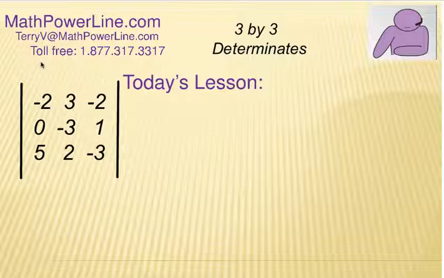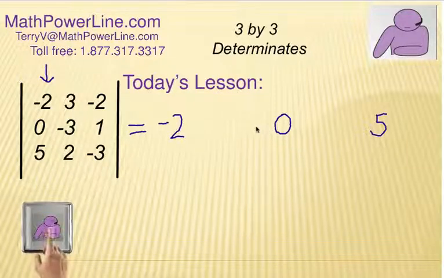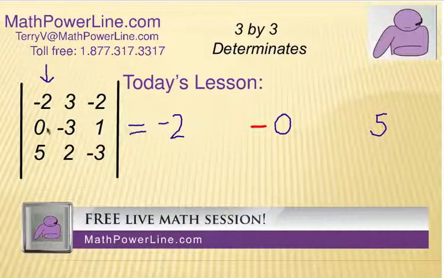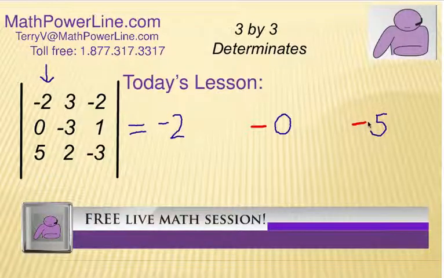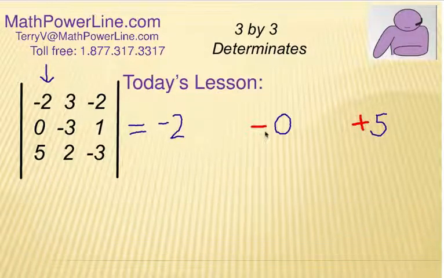But the key here is that we focus on the first column. We're going to use these numbers here, -2, 0, and 5, as my starting points. So here's what I do. I write those numbers down in a spaced out way. I'm going to put a -2 here. Then I'm going to subtract the middle term, and I'm going to add the third term. So the middle term undergoes a sign change, and the third term keeps whatever sign it is, and it's a +5 over here.